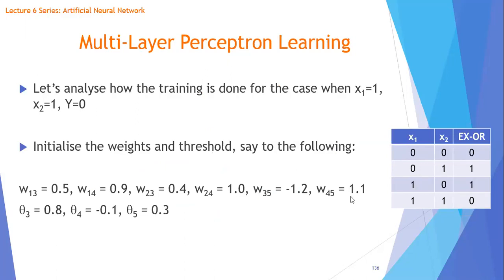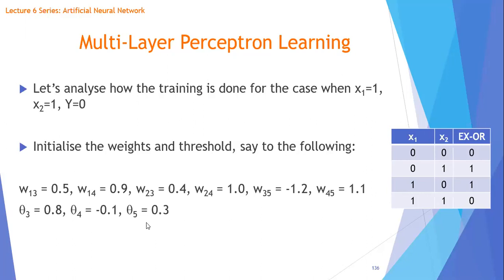Okay, so let's see how this works for one instance of the training set. So we're choosing here X1 is 1, X2 is 1, and Y is 0. So we're choosing this particular combination here just to illustrate the steps. And these are the values I have set randomly. You could use other values if you want.